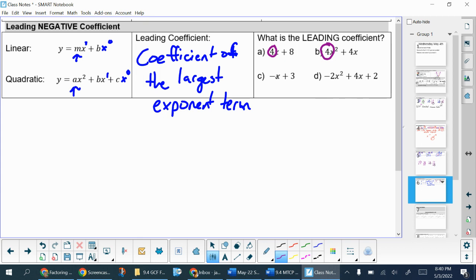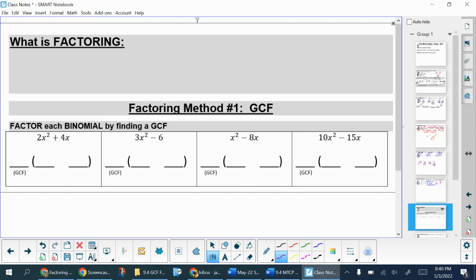Here they go in order again, so x and then no x. So this negative sign, remember, is -1. That's our leading coefficient. And then on this one, again, they're in order. x squared, x, and then no x's. So -2 is our leading coefficient. We'll come back to that a lot more later on. That leading coefficient is going to be pretty important. Okay, flipping to the back.